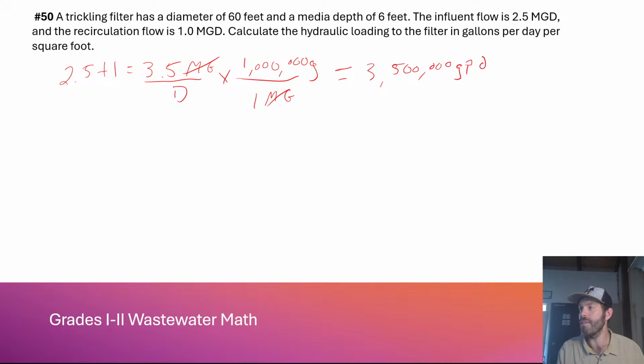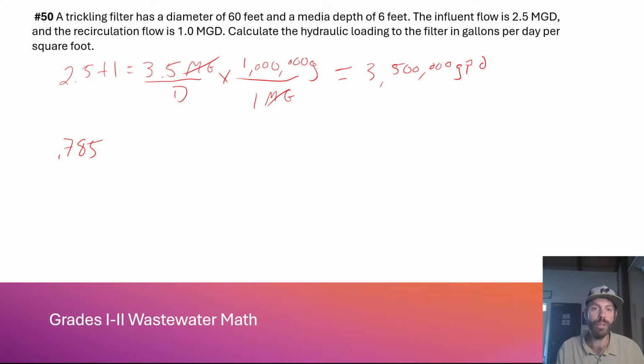We've got to figure out our square feet on this thing. So it's gallons per day per square foot. We do not use the media depth on the trickling filter. We only use the diameter. 0.785 times diameter squared is my favorite. If they give you radius, be ready for that. If they give you radius, it's just radius times 2 is diameter, because radius is half of diameter.